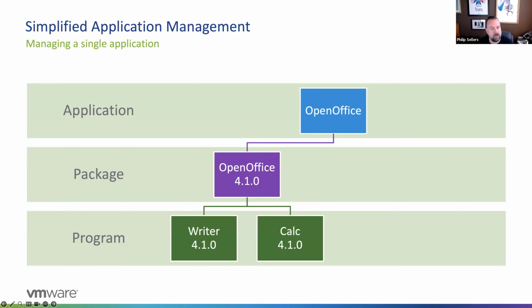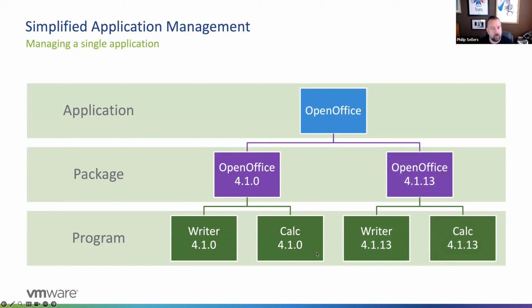We entitle the entire Office users to this application on the current version. And so today, the current version is going to sit here on version 4.1.0. What will end up happening is a release comes out, version 4.1.13. Well, now we've updated that. So we've created a new package.